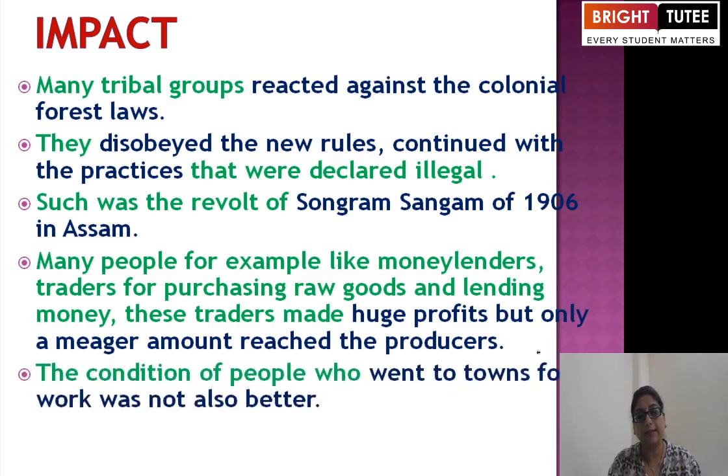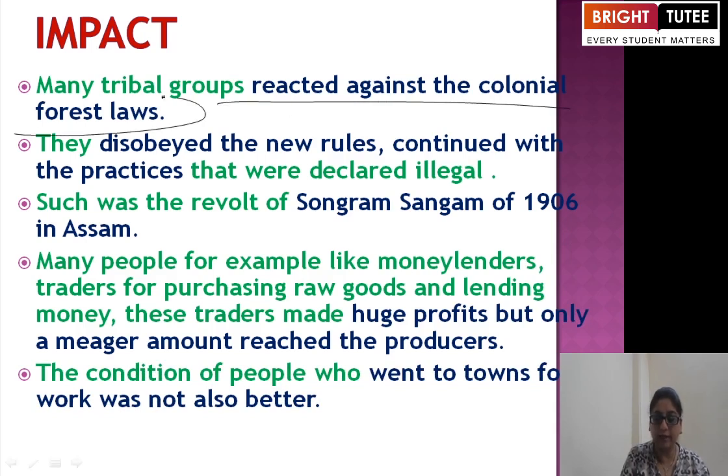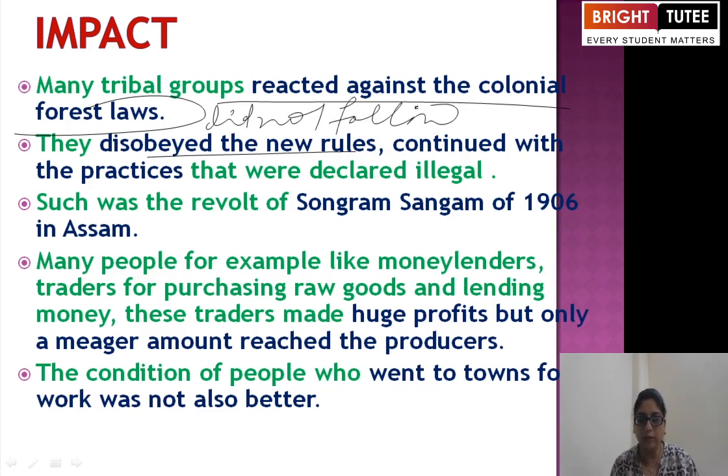Now, impacts. Many tribal groups reacted against the colonial forest law, like they were against the British, so they just reacted and they disobeyed. That means they did not follow the new rules and continued with the practices that were declared illegal. And such was the revolt of Songram Sangma of 1906 in Assam.